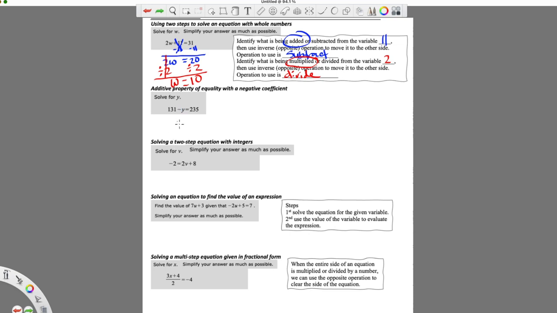So we're still going to do those same steps here. We're looking at what's being added or subtracted from the variable. So the variable is y, and this is where some students make a mistake and they say, oh, 131 is being subtracted.